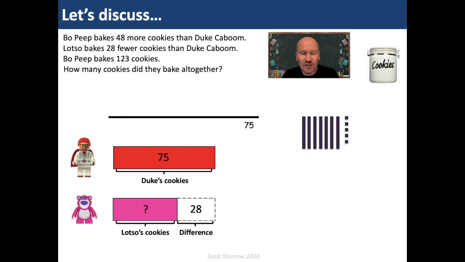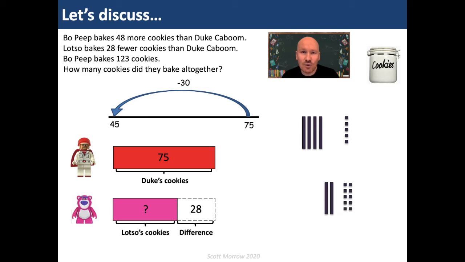Now this time I'm going to do it slightly differently. I can't take 28 away in one go, so this time I'm going to take away too much. It's easy to take away 30 from 75. That takes me down to 45. But I've taken away too many, so we need to add those back on so we get up to 47. So I can see that Lotso has baked 47 cookies.